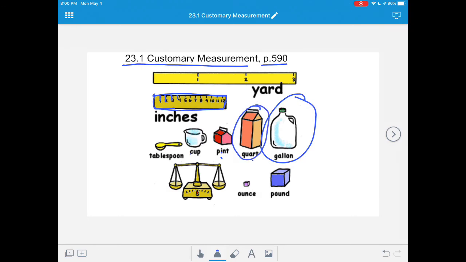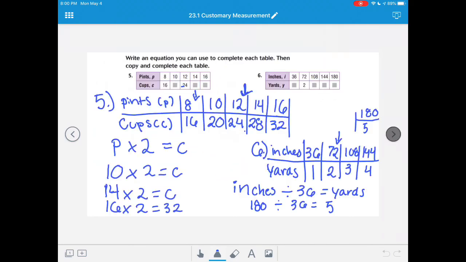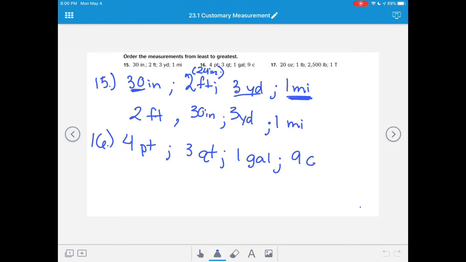Okay, now right off the bat, it looks like the quarts might be bigger, but to tell, let's actually do a comparison. So looking here, I see that 1 gallon is 4 quarts. So that's an easy thing for me to compare. 1 gallon equals 4 quarts. I'm going to write that down so I don't forget. 1 gallon equals 4 quarts.